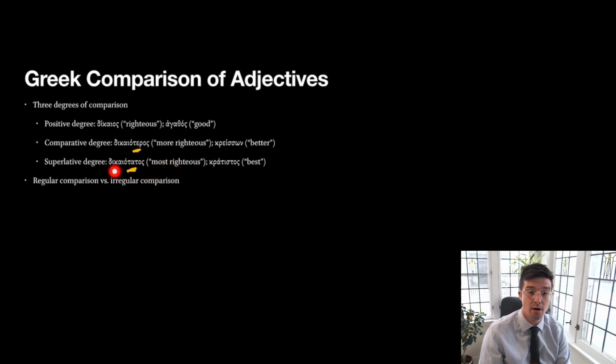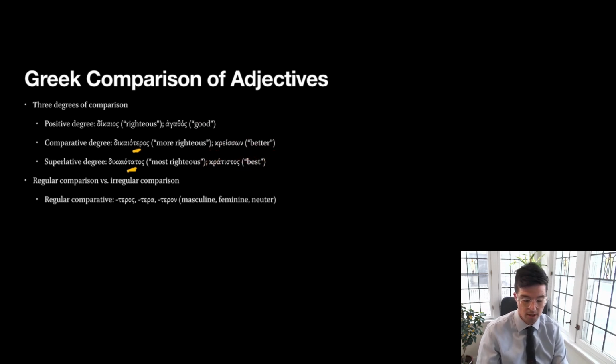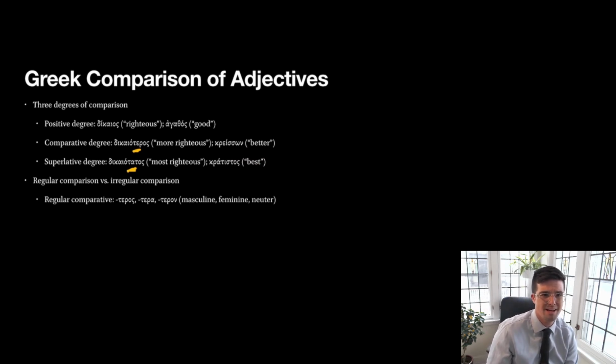But there are also, in Greek, irregular ways of doing comparison. And this is the case with an adjective like agathos. Agathos goes to a different word, kreisson, in the comparative degree to mean better. And then a third different word, kratistos, to mean best in the superlative degree. So I told you that I was going to get these things on a different slide. Apparently I have them on this slide right here.